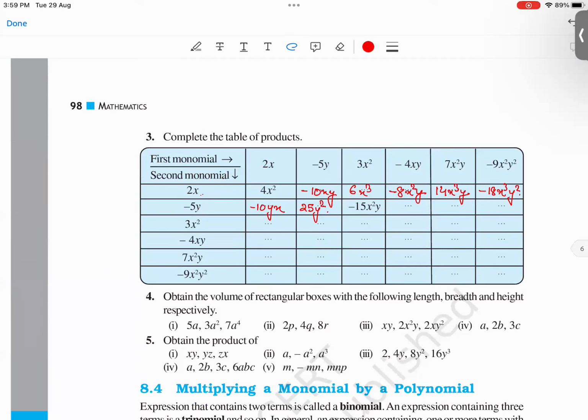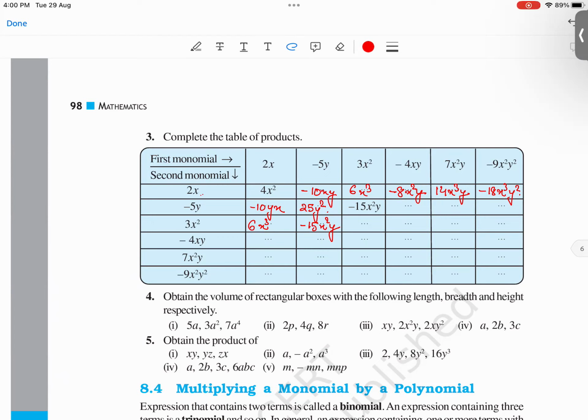Next, for the third row, first column, 3x square into 2x. So 3 into 2 is 6 and x square into x is x cube. Likewise, 3x square into minus 5y is what? Minus 15x square y. Next, likewise, we can do the rest.